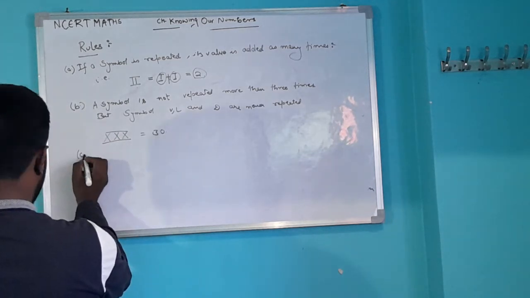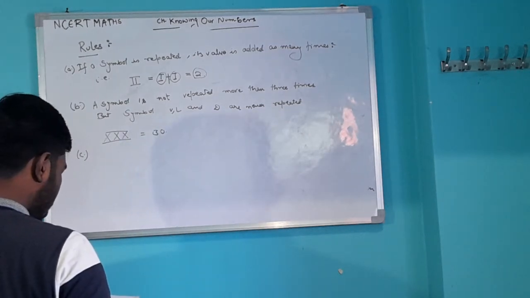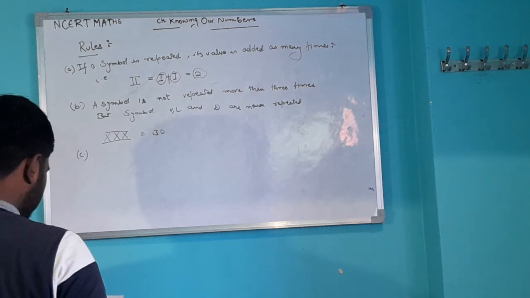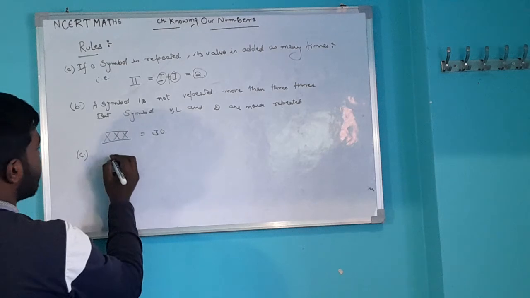Now the third part is, if a symbol of smaller value is written to the right of a symbol of greater value, it will be added to the greater symbol. Third is very simple.